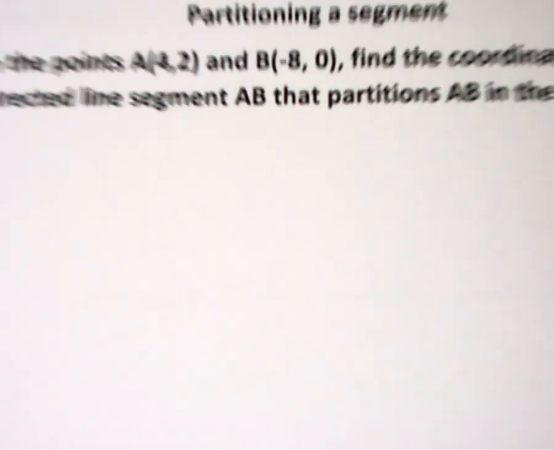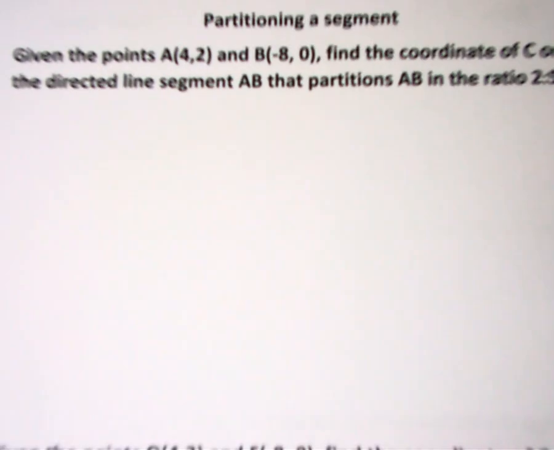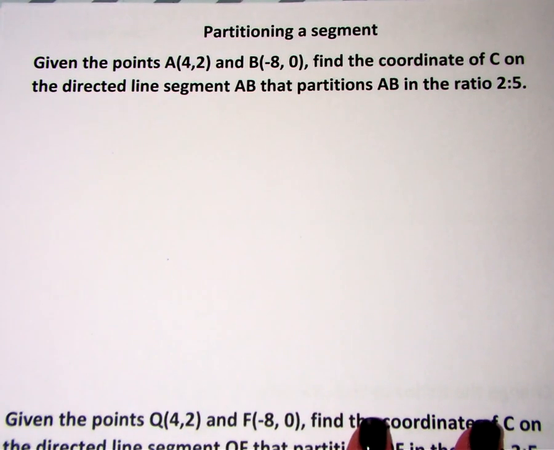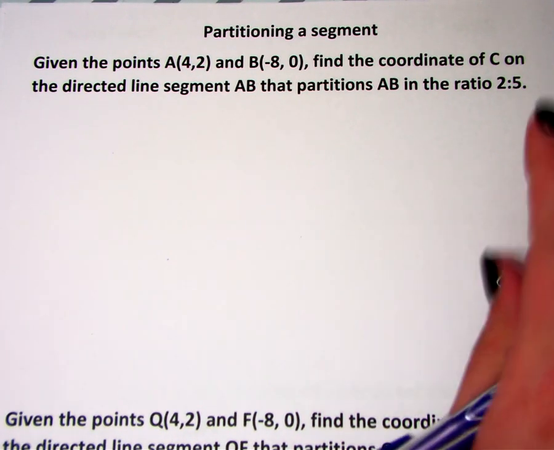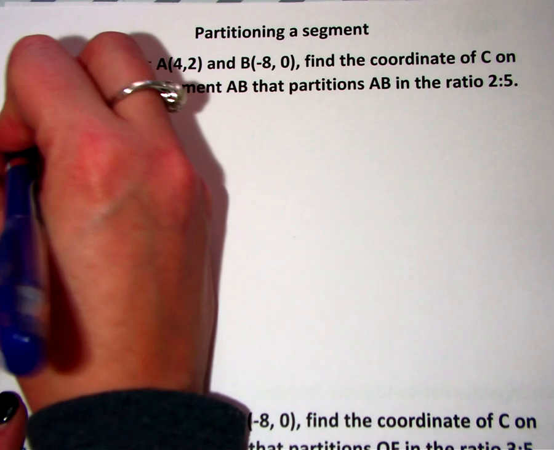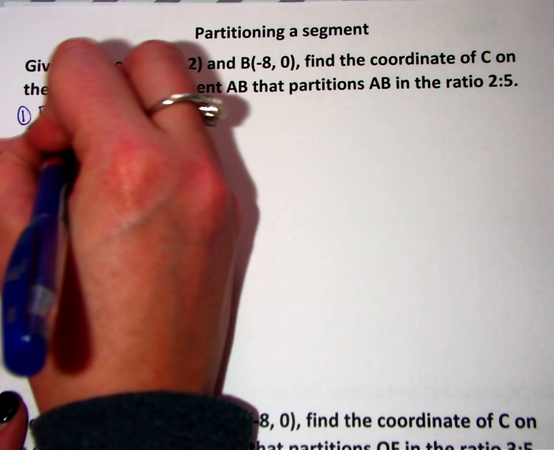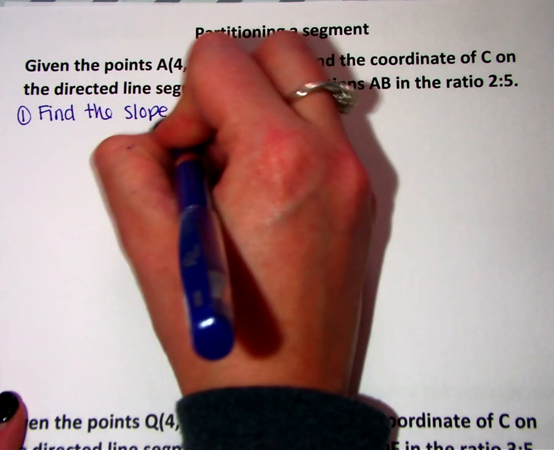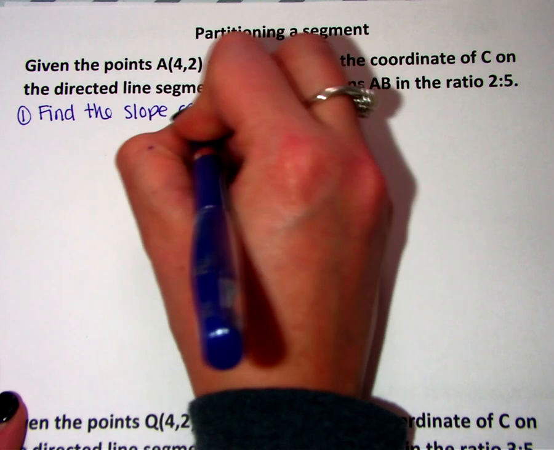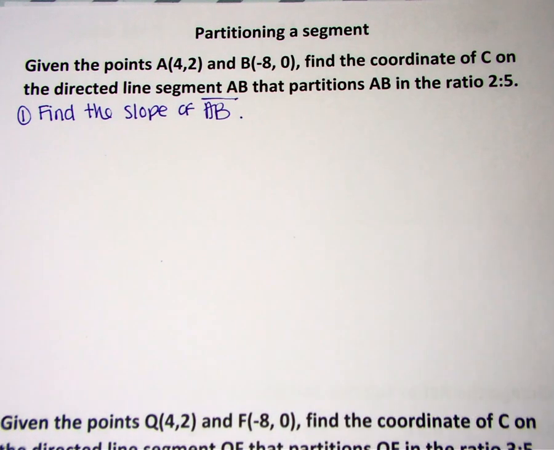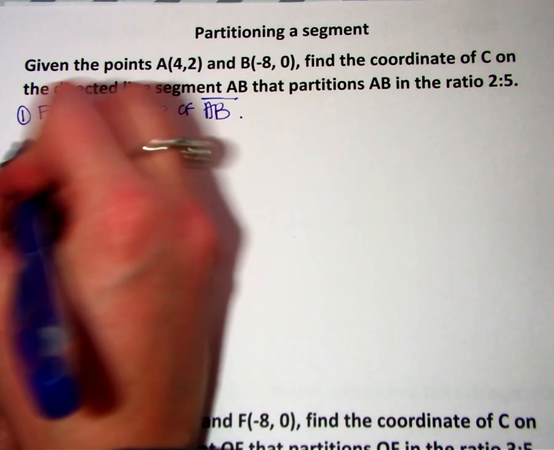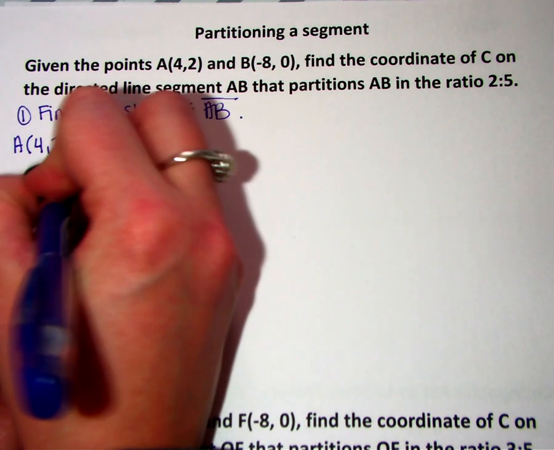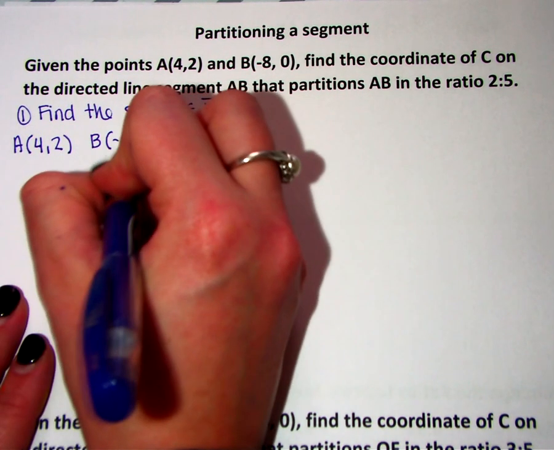Now let's go ahead and try to do it using actual coordinates. So the example we just did is actually this problem. The first thing that you have to do is find the slope of AB. That is step 1. So to calculate the slope of AB, you need to know the points of A and B. So I'm going to put A (4, 2) and B (-8, 0).